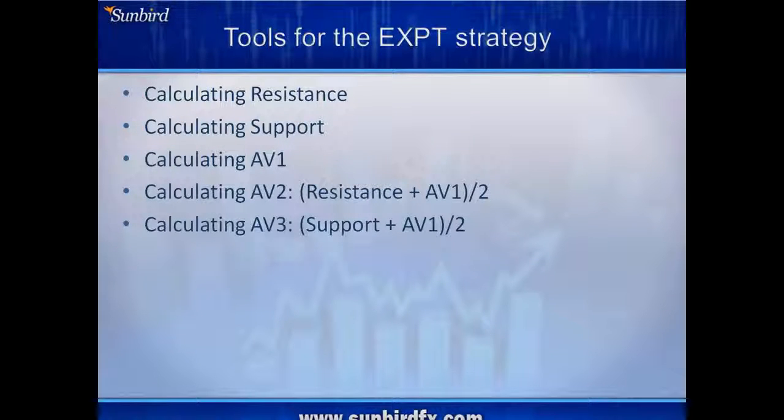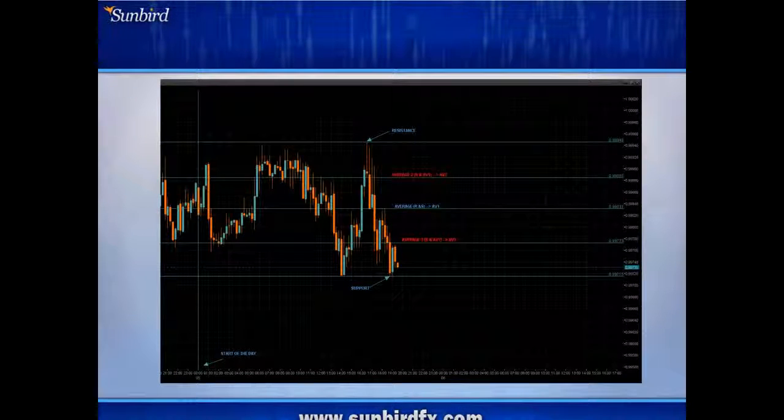So let's see again what the tools for the XBT strategy are. Again, we're going to use a bit of basics. We're going to calculate our resistance. We're going to find our support. We're going to calculate our average 1. We're going to calculate our average 2. So what's our average 2? Remember, for those of you who want to write a few notes, average 2 is the resistance plus average 1 divided by 2. Calculating average 3 is support plus average 1 divided by 2.